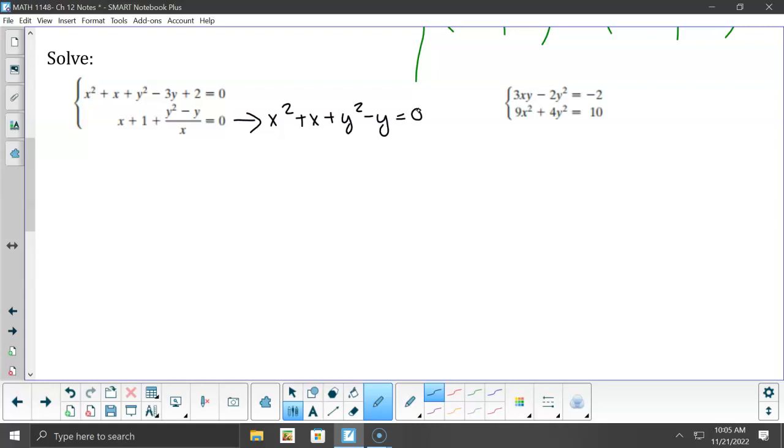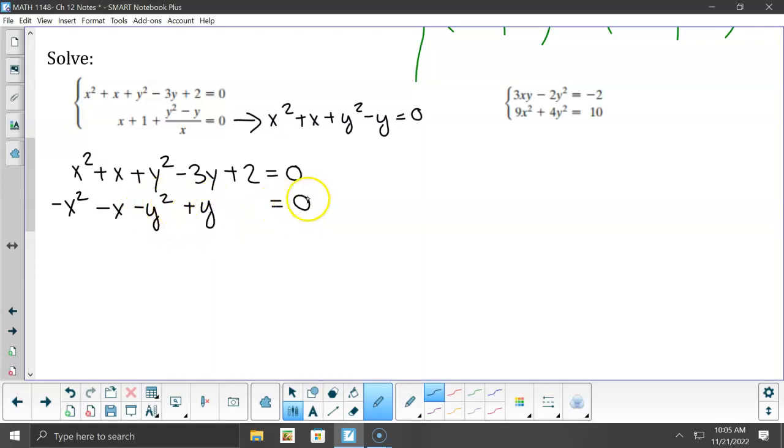So I can actually use elimination on this one, because I can cancel out a lot of really gross stuff. All right, so I've got my original, x squared plus x plus y squared minus 3y plus 2 equals 0. And then I'm going to take that bottom one that we did, and I'm going to multiply it all by a negative, so I can cancel stuff out. So I've got negative x squared minus x minus y squared plus y equals 0.